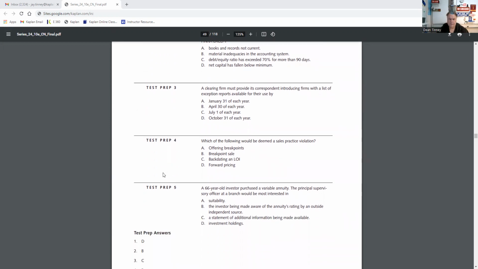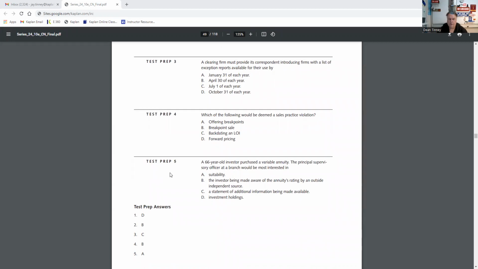Test prep 3: The clearing firm must provide its correspondent introducing firms with a list of exception reports for their use, because what I'm trying to do is, again, get rid of the exceptions. What are things my clearing firm would have known that are exceptions, not part of the regular course of business? And that's C, July 1st of each year.